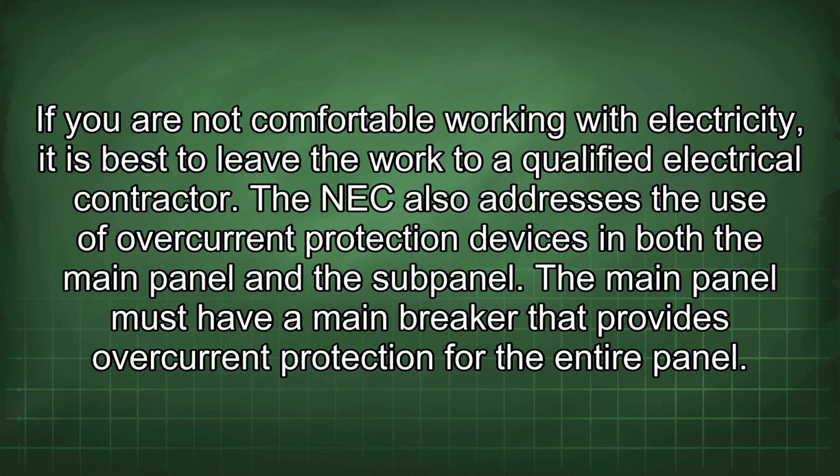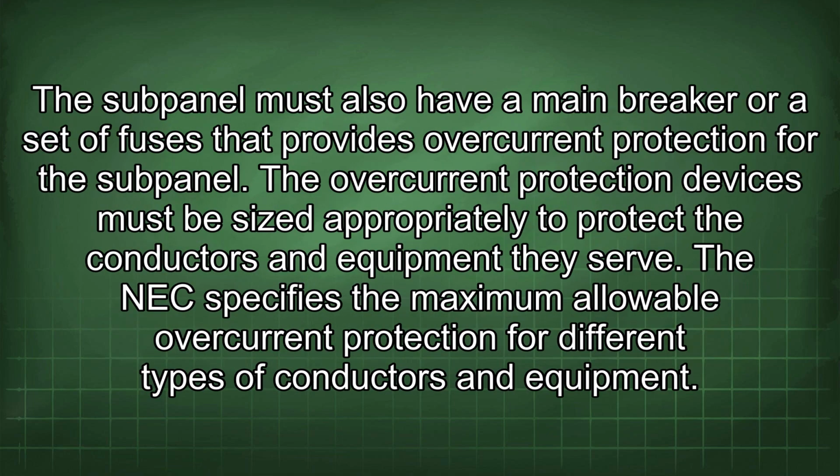The main panel must have a main breaker that provides overcurrent protection for the entire panel. The subpanel must also have a main breaker or a set of fuses that provides overcurrent protection for the subpanel. The overcurrent protection devices must be sized appropriately to protect the conductors and equipment they serve. The NEC specifies the maximum allowable overcurrent protection for different types of conductors and equipment.